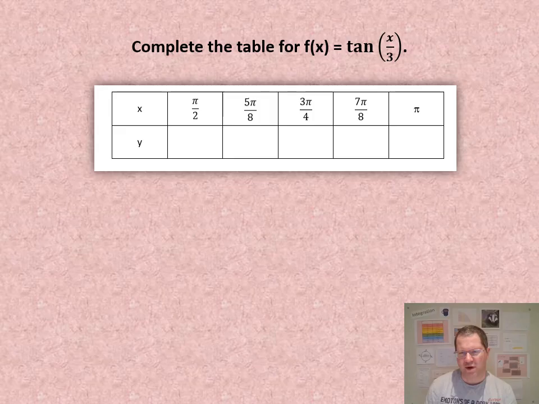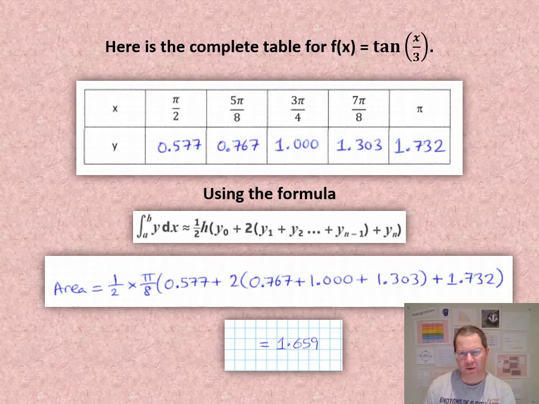And we need to work out the y values that correspond to each of those x values. So here is a complete table, and you'll remember in the question it asks us to give the y values, the y ordinates, to 3 decimal places. So we've got 0.577, 0.767, 1.000, 1.303 and 1.732.